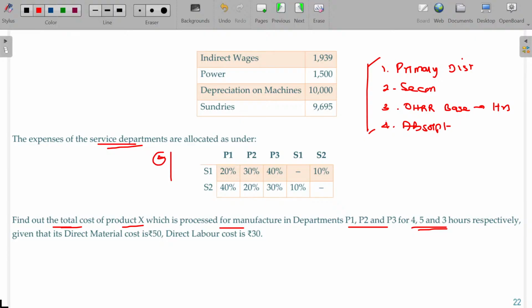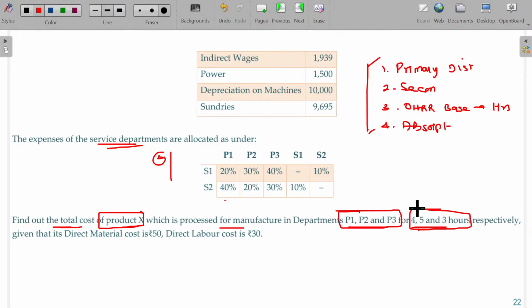S1 department, this overhead will be distributed to P1, P2, P3 and S2 in this ratio. And S2 department overheads are distributed in this ratio. So, this detail is all about secondary distribution. And this product X is produced with the support of 3 departments P1, P2 and P3. For P1, P2, P3, 4, 5, 3 hours respectively consumed.